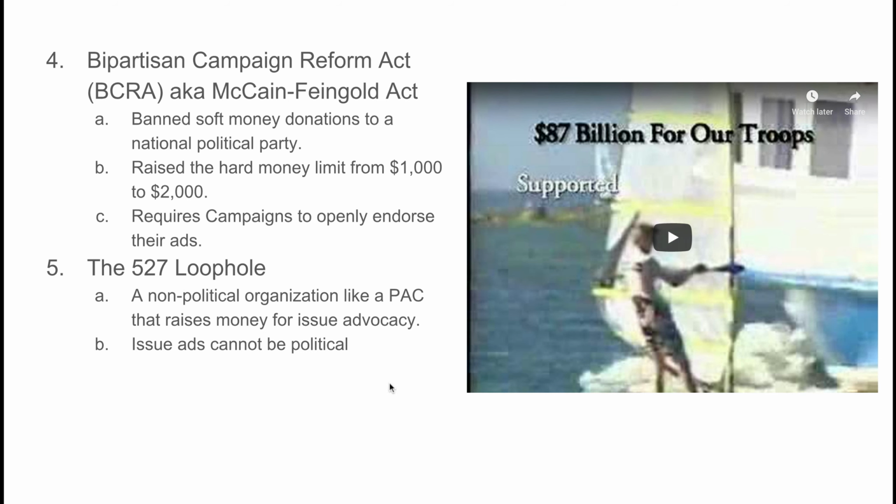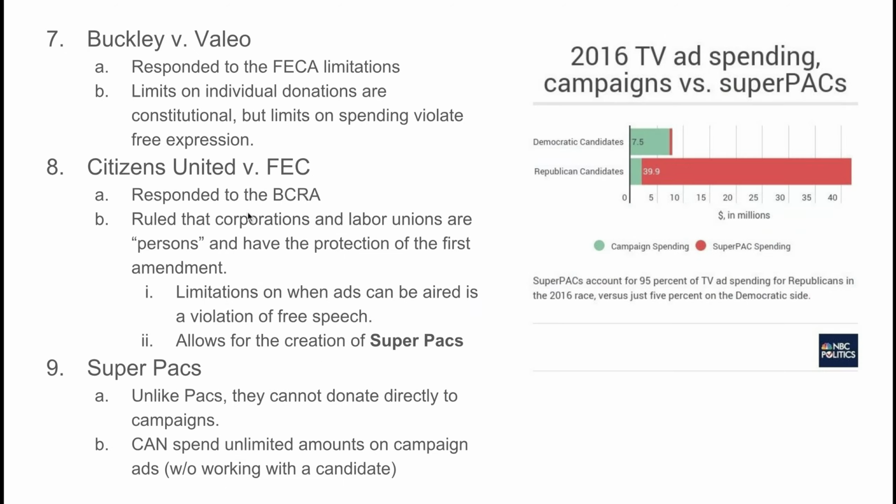All right, so you probably saw there, President Bush came out and said he supports that message. So that kind of falls in line there with the McCain-Feingold Act. Another loophole that comes up, though, are the 527 groups, which is an IRS designation. These are groups that are not responsible to the FEC, but they're responsible to the IRS. They are non-political organizations like a PAC that raises money for issue advocacy. They just can't be political themselves. They can do issue ads though, as long as they're not being overly political. And again, they can raise unlimited money because they're a loophole.